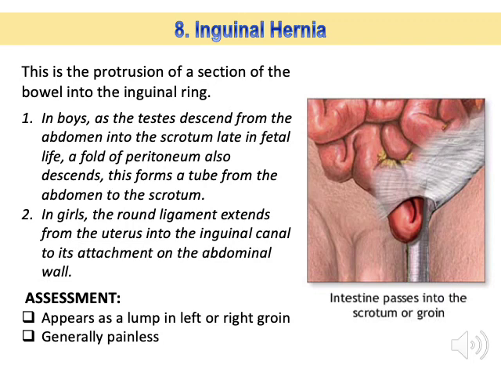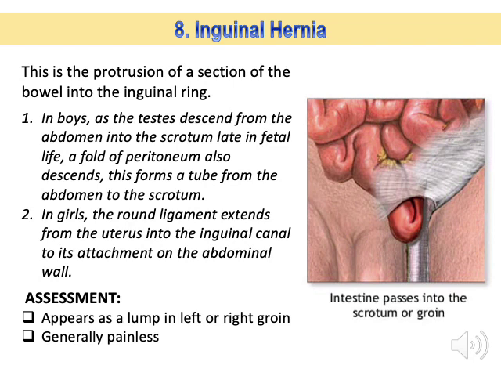In most boys, this tube closes completely. But if it fails to close, the intestines may descend at any time when there is increased intra-abdominal pressure. In girls, the round ligament extends from the uterus into the inguinal canal to its attachment on the abdominal wall. An inguinal hernia may occur because of a weakness in the muscle surrounding the round ligament in girls.